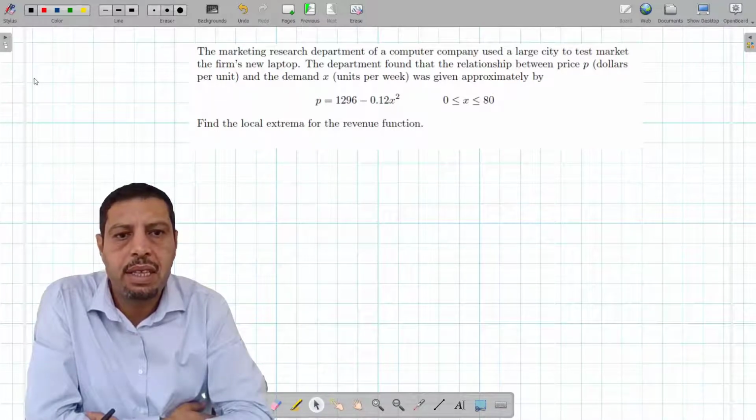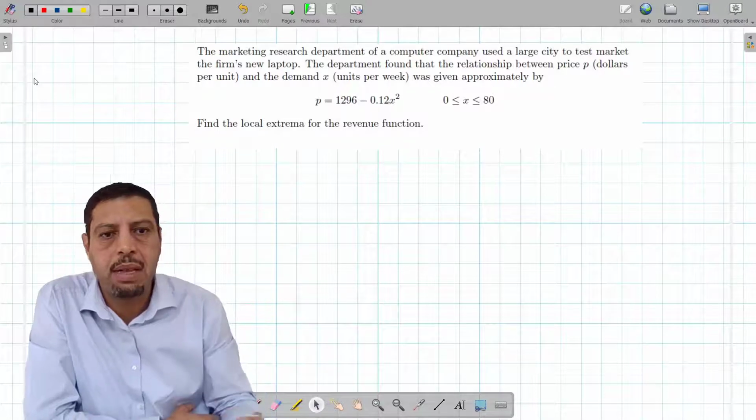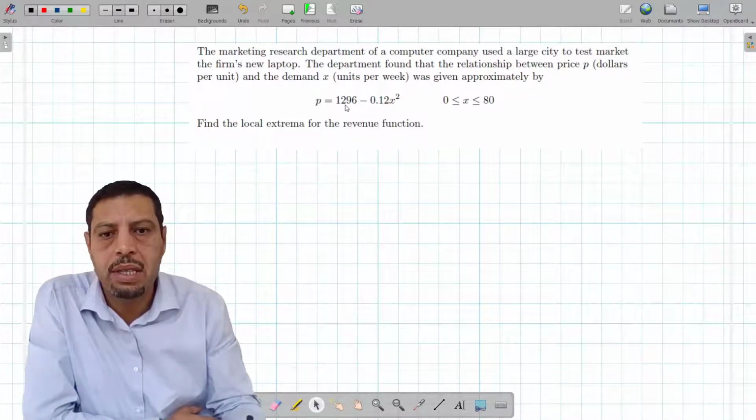The department found that the relationship between price P in dollars per unit and the demand X units per week was given approximately by P equals 1,296 minus 0.12 X squared for X between 0 and 80. The question is, find the local extrema for the revenue function.